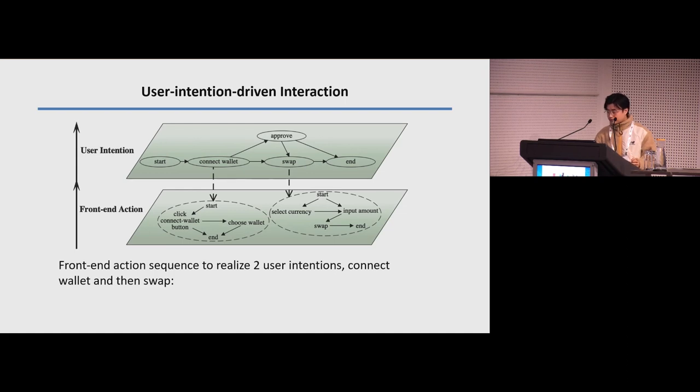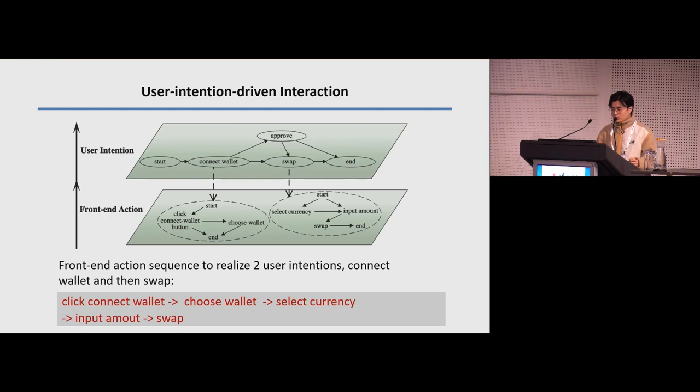front-end action sequence. On the upper layer, we first search for user intentions that can be realized in the user intention graph under the current front-end state. We will search in the web page to find the interactive items that are related to the user intentions. For example, if we want to connect the wallet, we will search for buttons in the web page that have some keywords like connect or wallet.